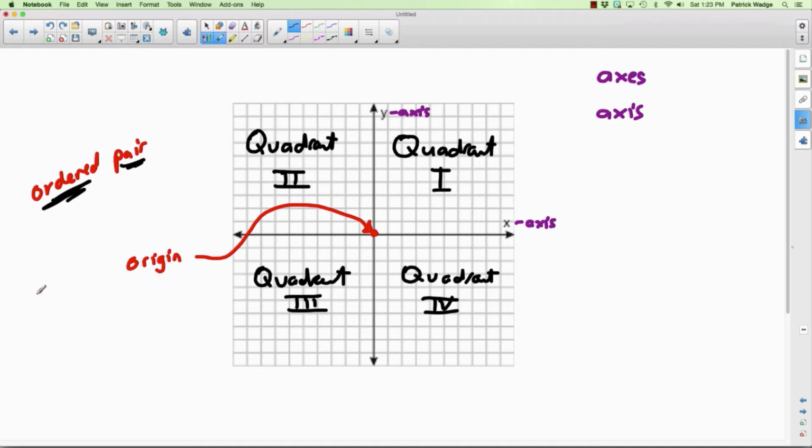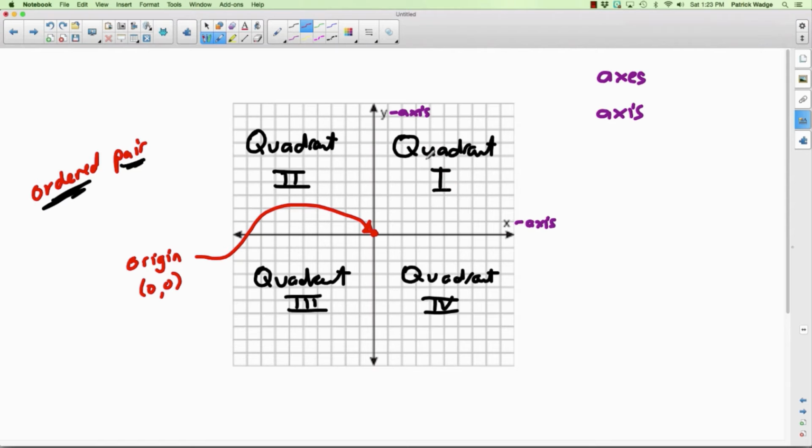Ordered means there's a definite order to the pair, right? If you write 3, 5, that's an ordered pair, but it's certainly a lot different than 5, 3. So we need to make sure we put it in the right order. All right, let's go back and talk about the origin for a second. The ordered pair for the origin is 0, 0. If you wanted to represent that point, it's 0, 0.